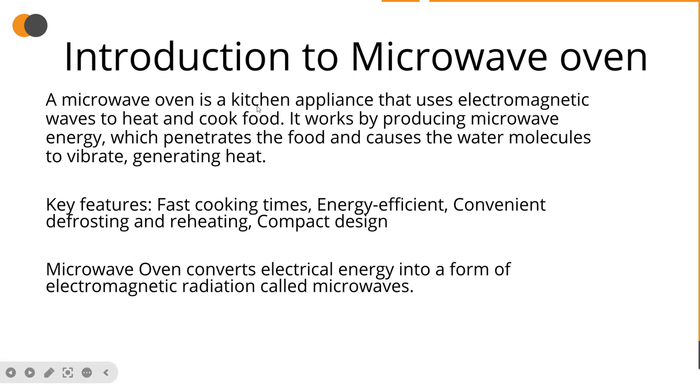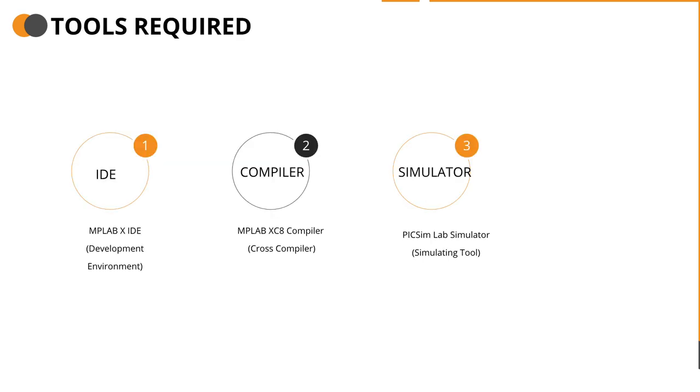A microwave oven is a kitchen appliance that uses electromagnetic waves to heat and cook food. It works by producing microwave energy that penetrates the food and causes the water molecules to vibrate, generating heat. The key features are fast cooking time, energy efficiency, convenience, reheating, and compact design. A microwave oven converts electrical energy into electromagnetic radiation called microwaves.